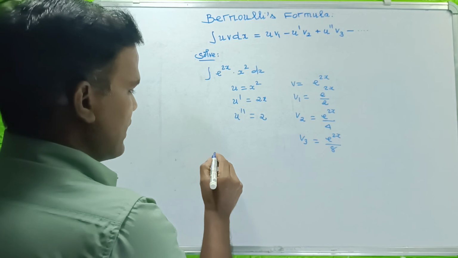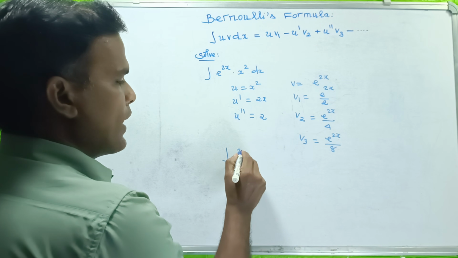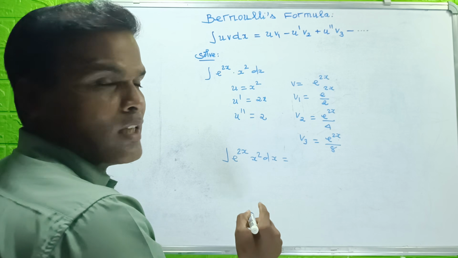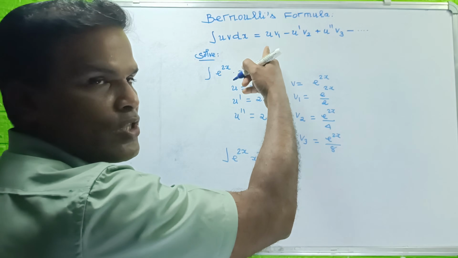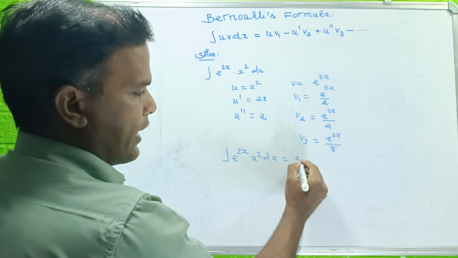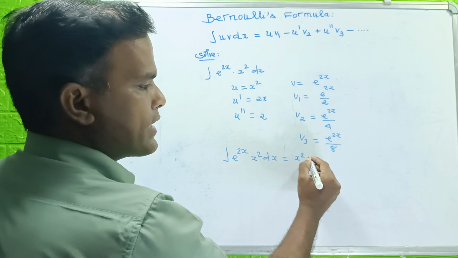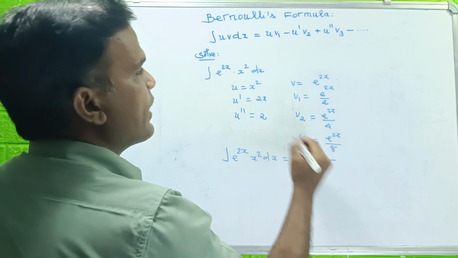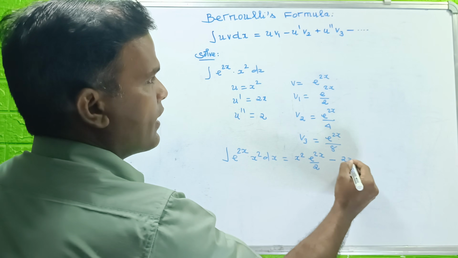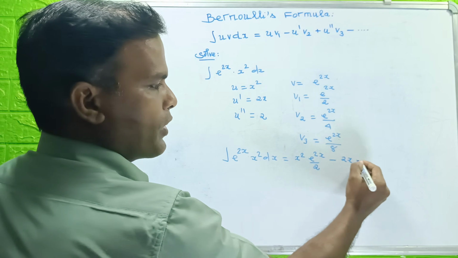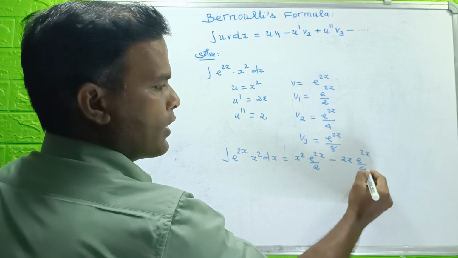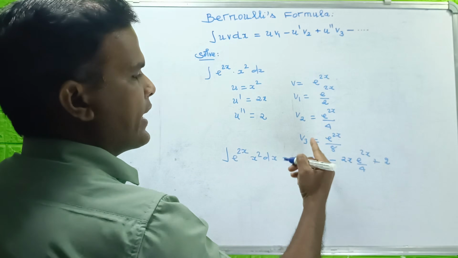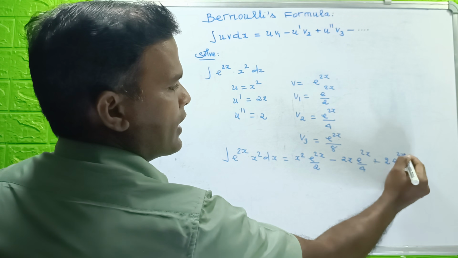Now integral e power 2x x square dx is equal, as per the formula, first u. What is the value of u? X square. And then v1. v1 is e power 2x by 2, minus u dash 2x into v2, that is e power 2x by 4, plus u double dash 2 into v3, that is e power 2x divided by 8.